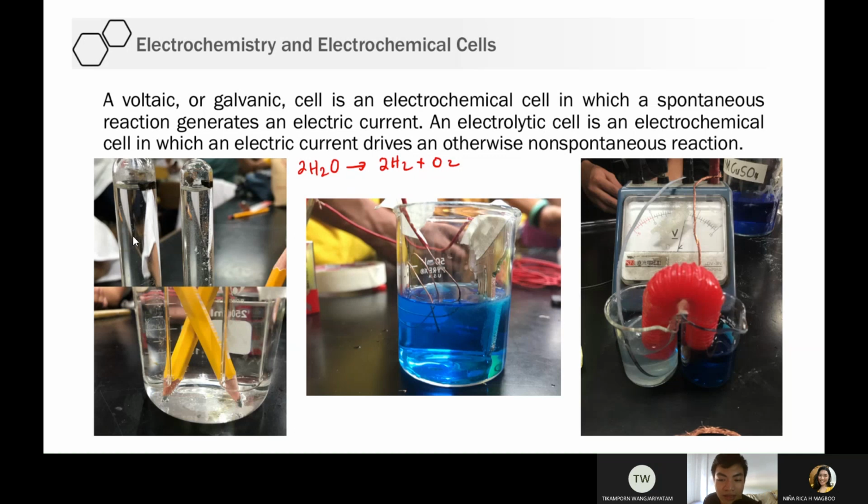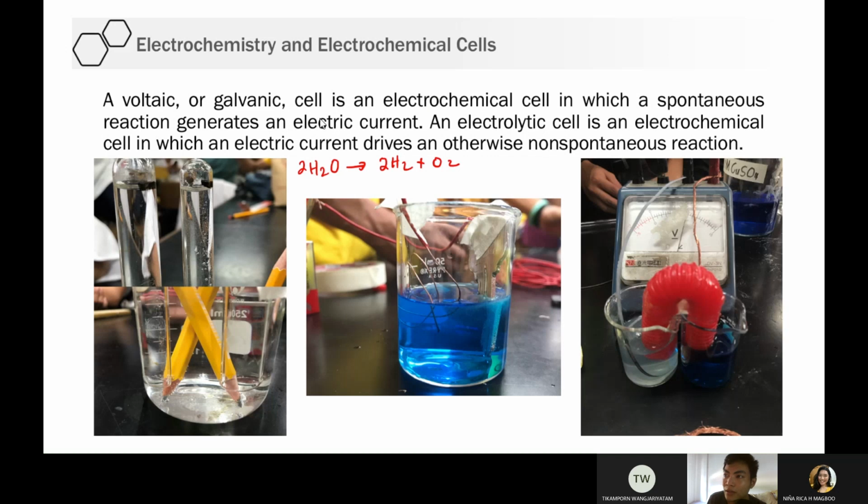You can actually replicate this at home, provided that you have two pencils with sharpened ends, and then you should have a 9 volt battery. Connect the battery to the carbon end of the pencil, and observe that this reaction will happen. You can do this at home.